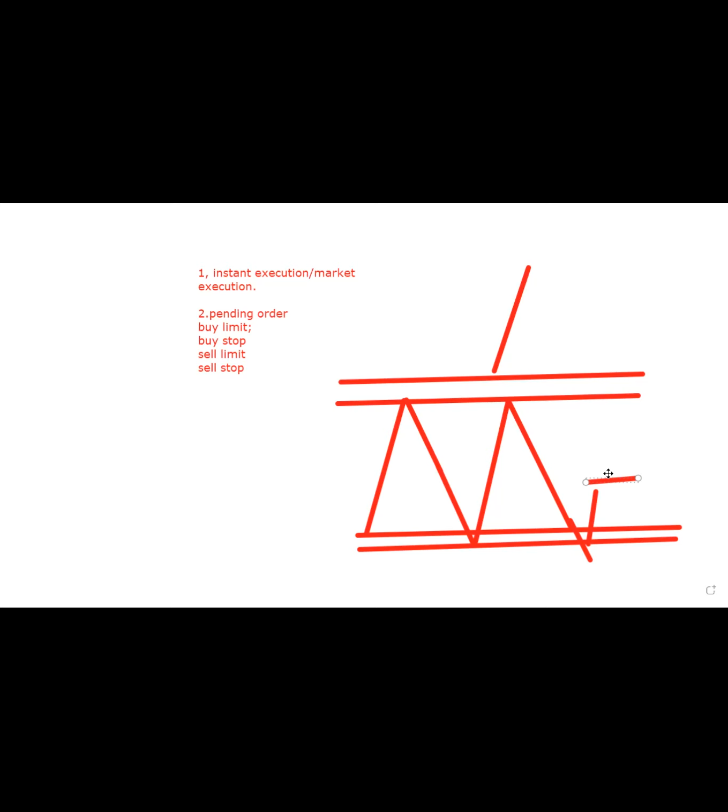Okay. So the third one, let's explain the third one. Sell limit is an order to sell at a price higher than where the market is.